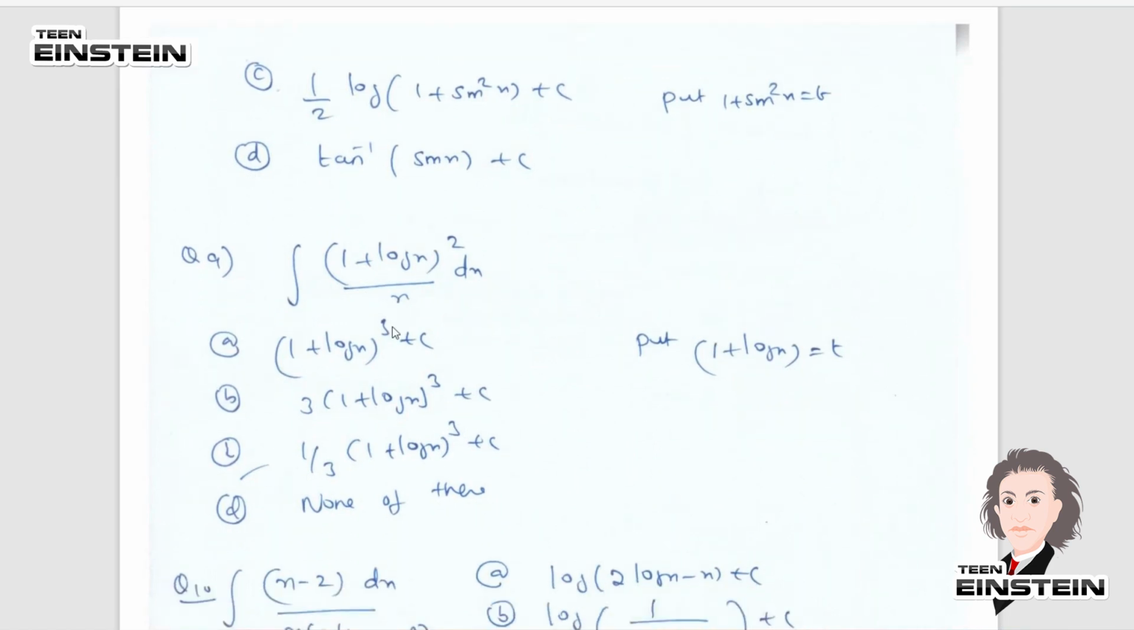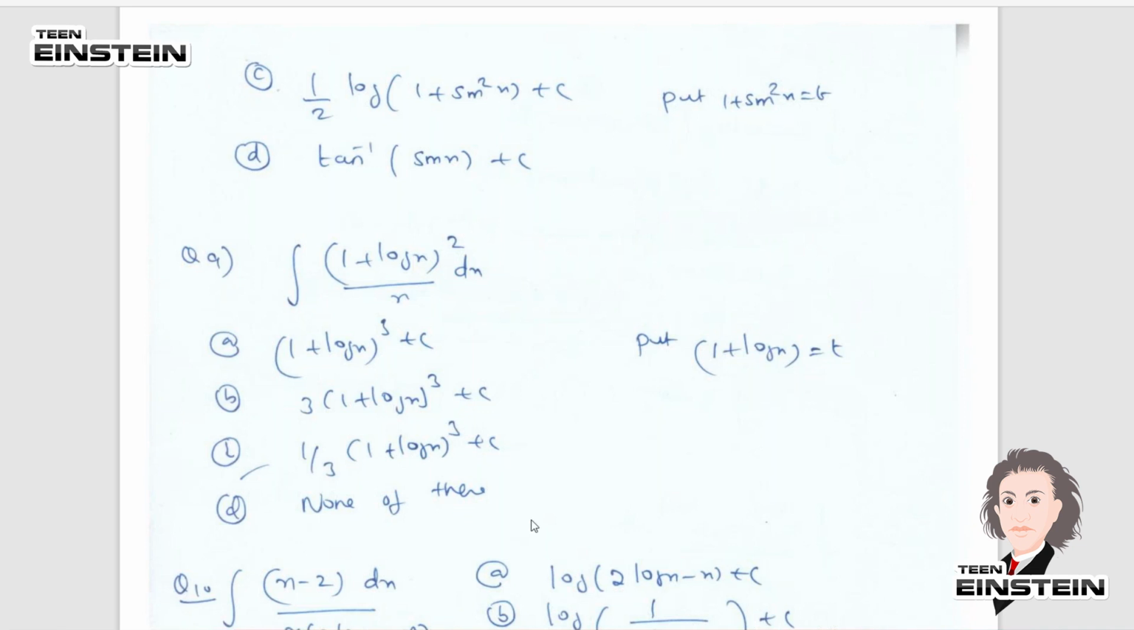See the next problem. Evaluate integral of 1 plus log x the whole square by x dx. Okay, four options are given. The first option is 1 plus log x whole power 3 plus c. The second option is 3 times 1 plus log x to the power 3 plus constant of integration c. Then 1 by 3 into 1 plus log x whole power 3 plus c. And the last one is none of these.